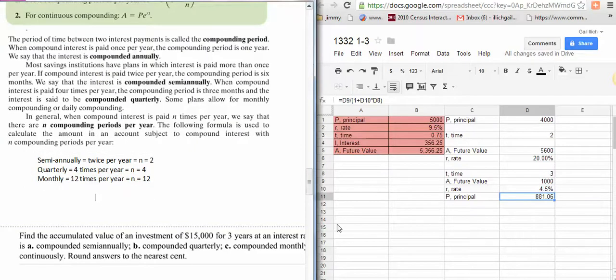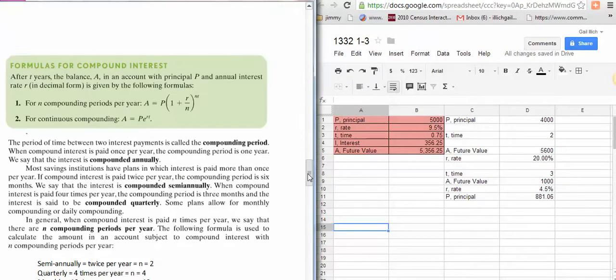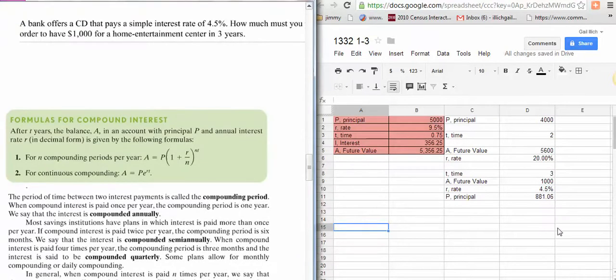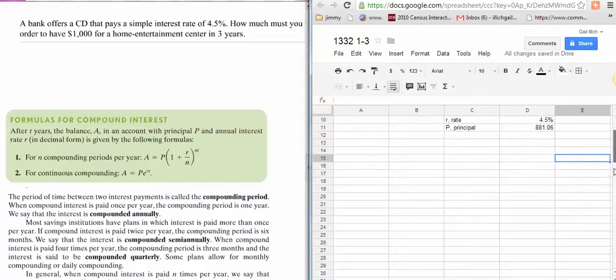All right, so we're going to have to write a new formula. I'm going to come down here to A15. So those were my simple interest formulas. Now I'm going to write some compound interest formulas. So I'm going to do compound interest.